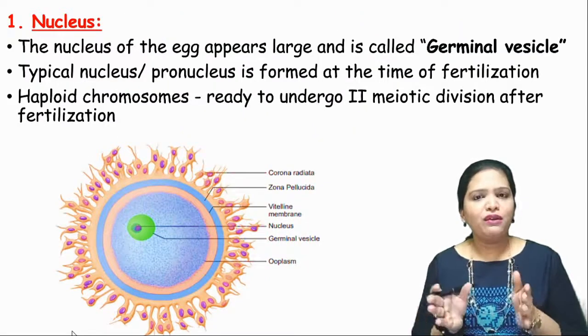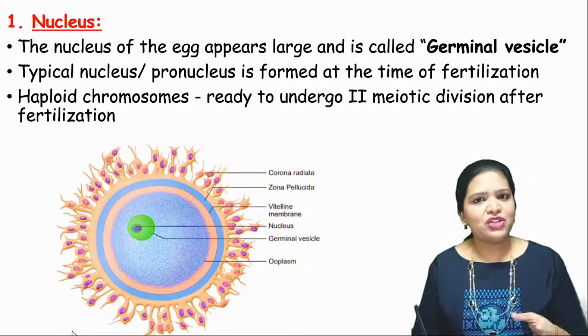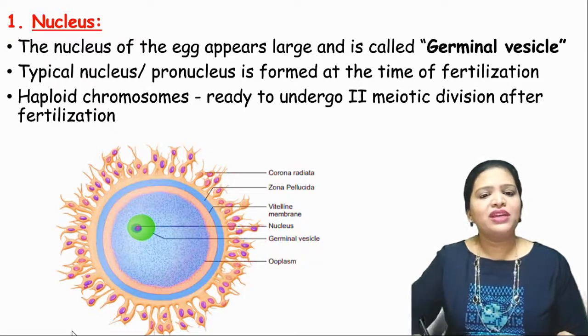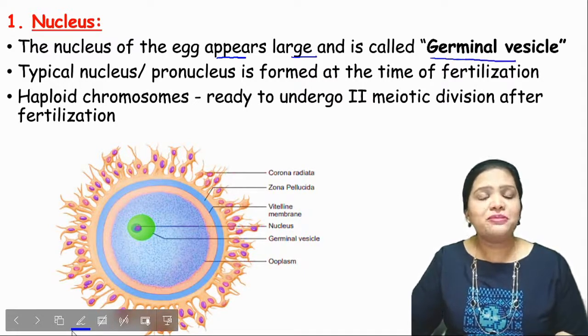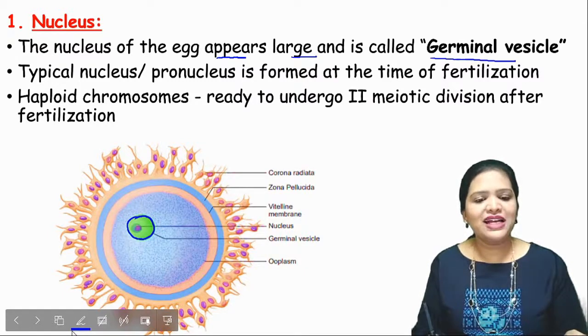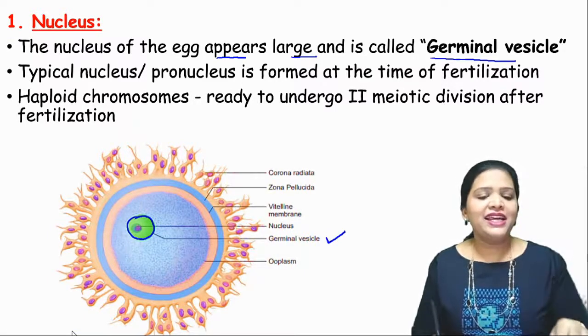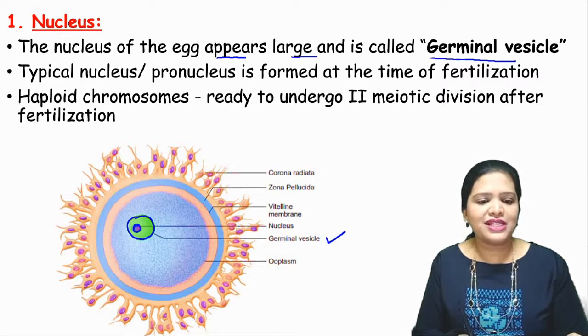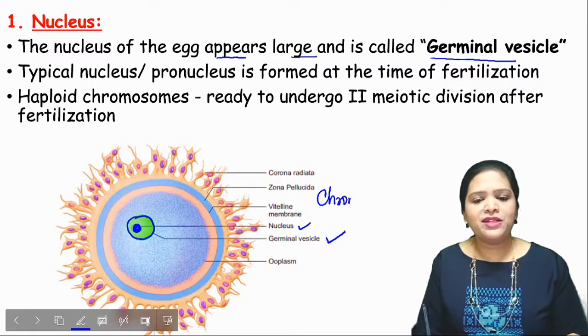So let's see the first structure, that is the nucleus. The nucleus is the main part of the egg. This nucleus of the egg appears large in size and is called the germinal vesicle. So look at this picture. This green color structure is the large-sized nucleus. This is called the germinal vesicle. Okay. So inside this germinal vesicle, we have this area. This is exactly called the nucleus, where the chromosomes are present.